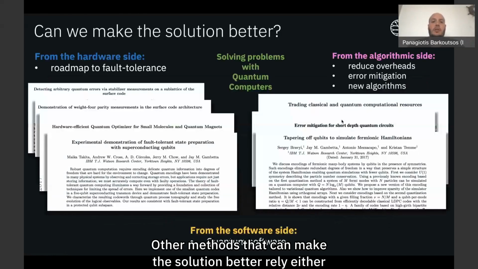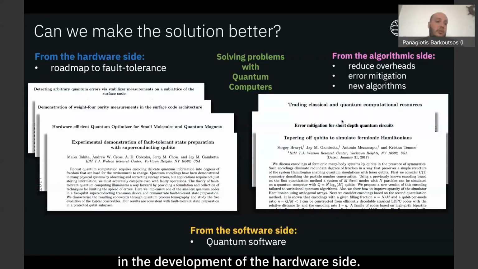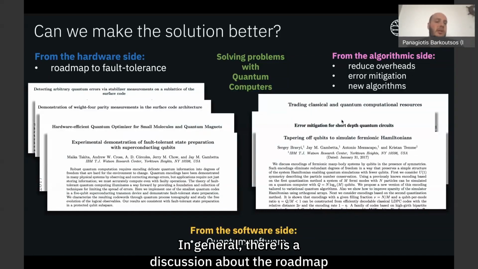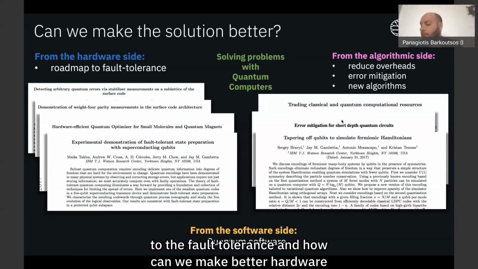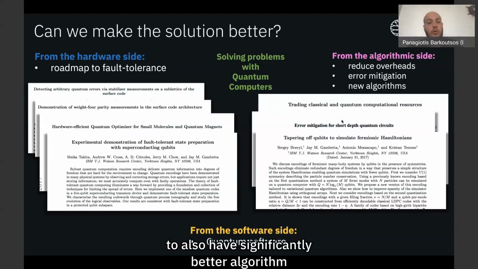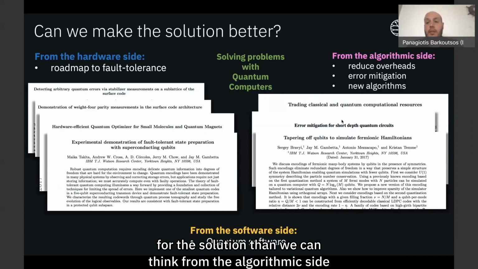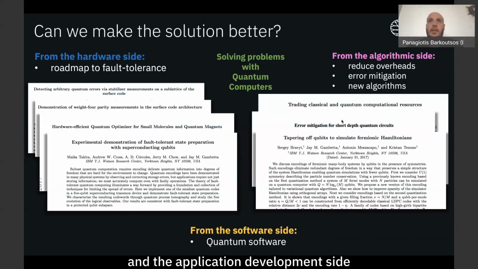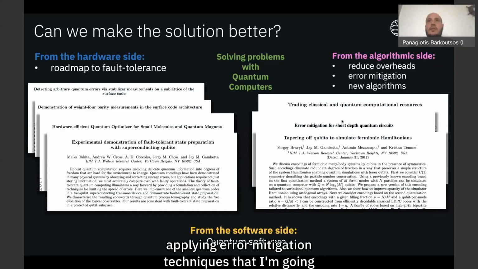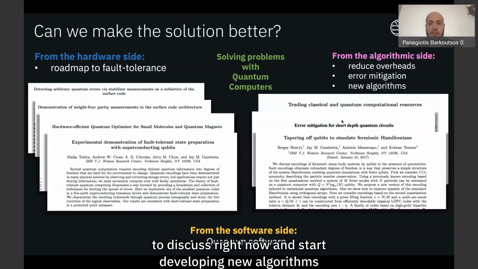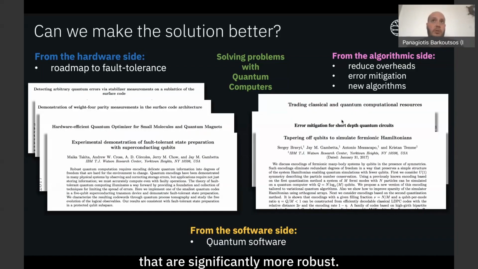Other methods that can make the solution better rely either on the development of the hardware side. In general, there is a discussion about the roadmap to fault tolerance and how we can make better hardware that is going to allow us to also have significantly better algorithms for the solution. Then we can think from the algorithmic side and the application development side of reducing the different overheads, applying error mitigation techniques that I'm going to discuss right now, and developing new algorithms that are significantly more robust.